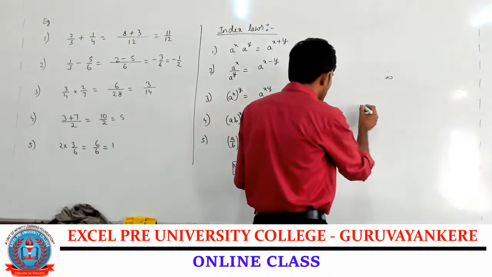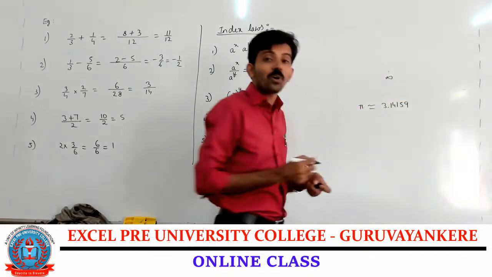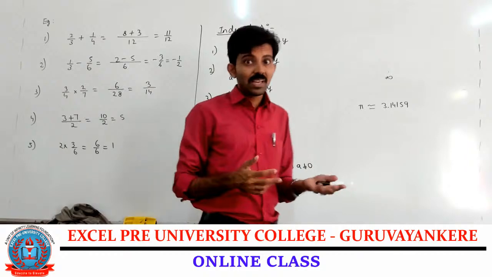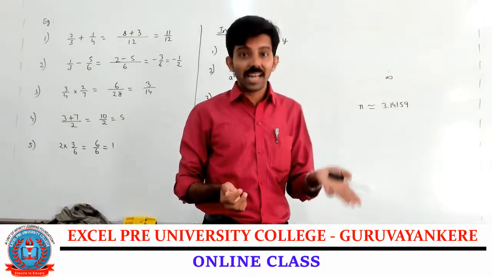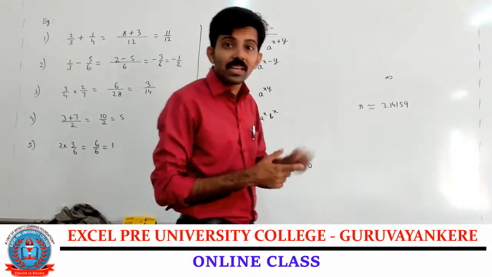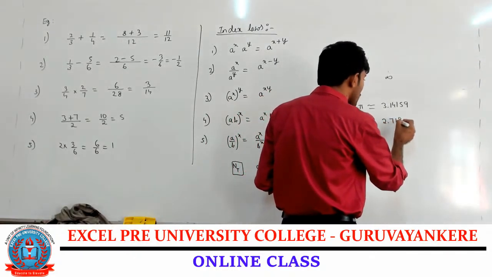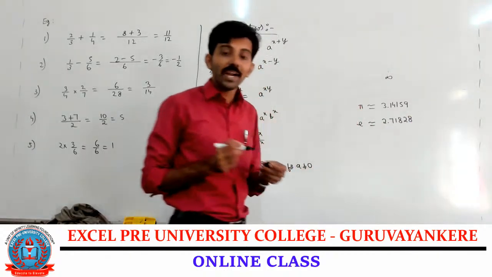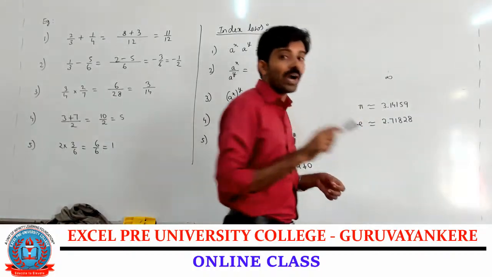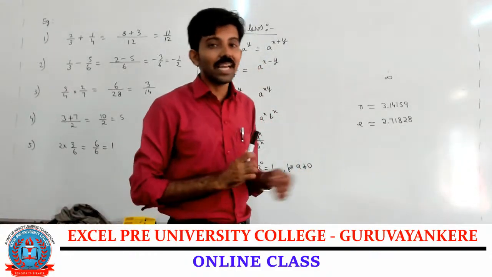Pi is roughly equal to 3.14159. It is an example of an irrational number. You studied real numbers, the classification of real numbers into rational and irrational numbers. Like pi, we have another irrational number e, which is approximately equal to 2.71828. It's a friend of pi. We'll discuss this later.